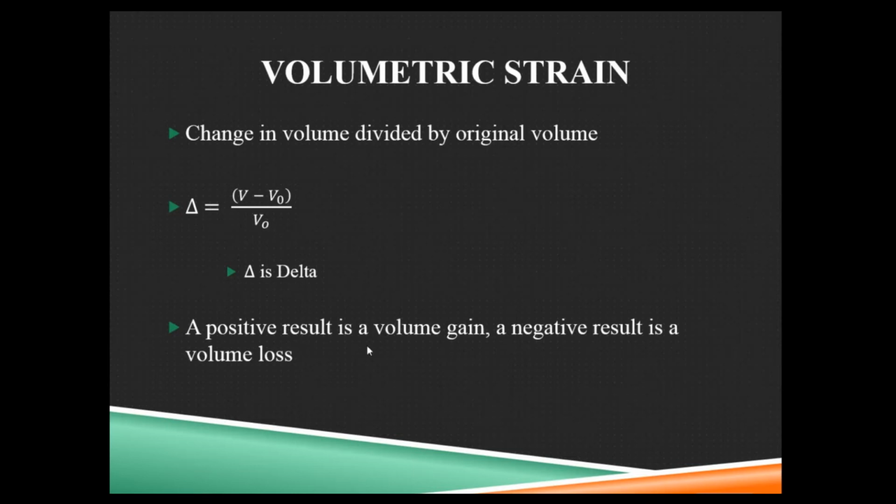If it's positive, it means that it got bigger. This happens like, for example, if you have a balloon and it gets warm, it expands. There's volumetric strain. Delta is positive. A negative result is volume loss. This is much more common in the ground because there's a lot of pressure. You add pressure, the volume decreases, and you get a negative delta.